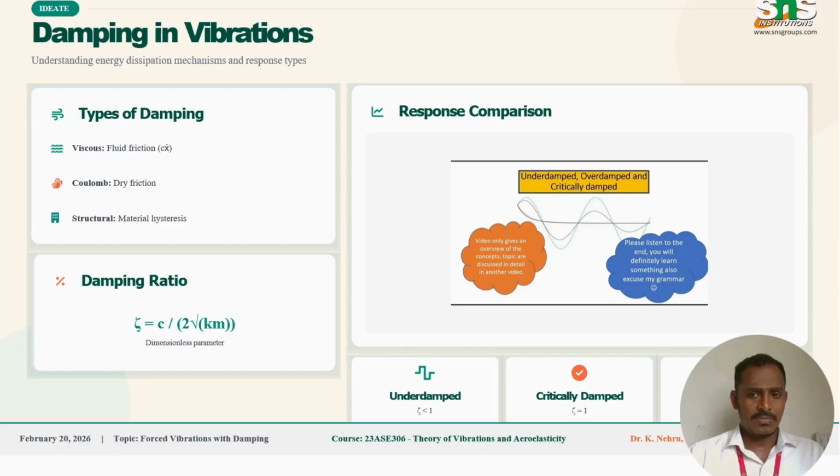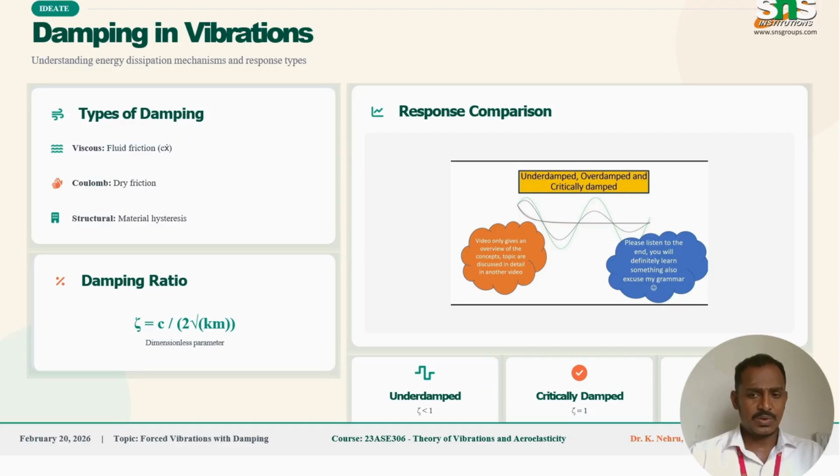Next, let's understand damping, a critical concept. Damping represents energy dissipation in the system. There are three main types. One is viscous damping, which is due to fluid resistance. Coulomb damping is due to dry friction. And structural damping depends on the metal behavior. The damping ratio zeta is equal to c by 2 root of k m, where c is the damping coefficient, k is the stiffness, and m is the mass.